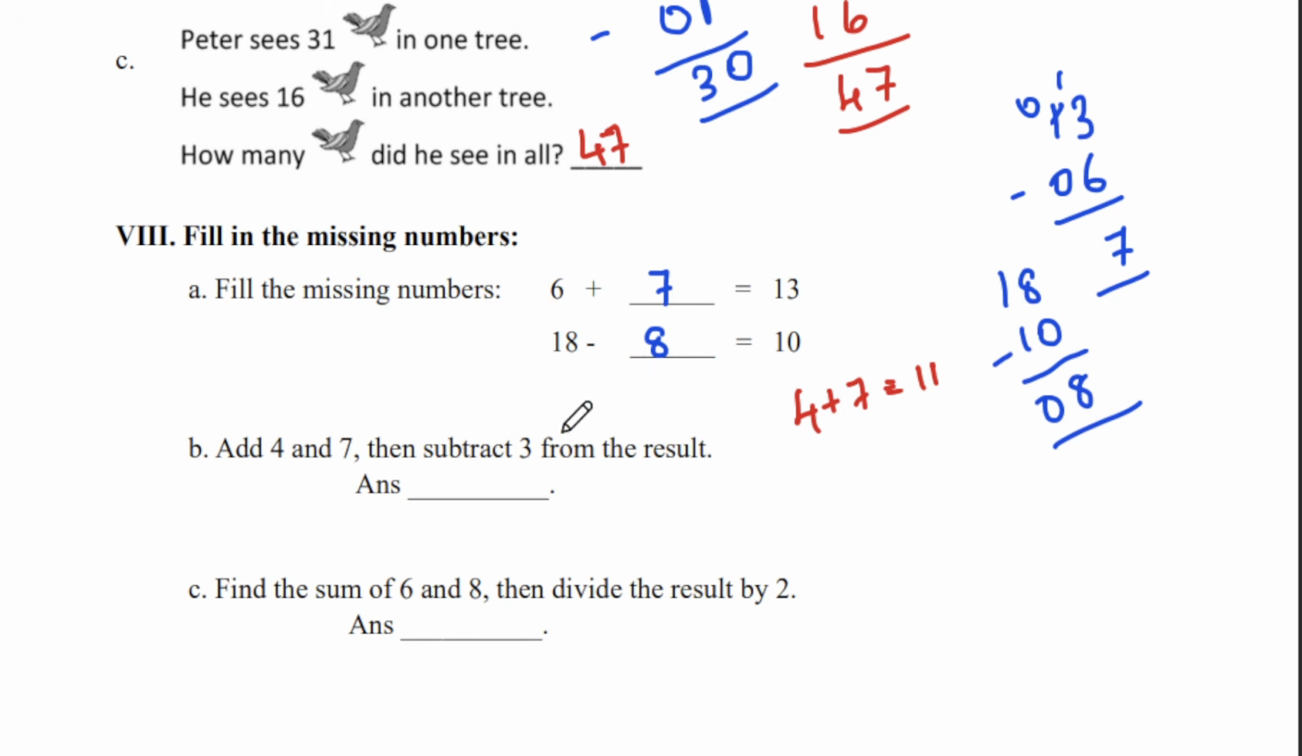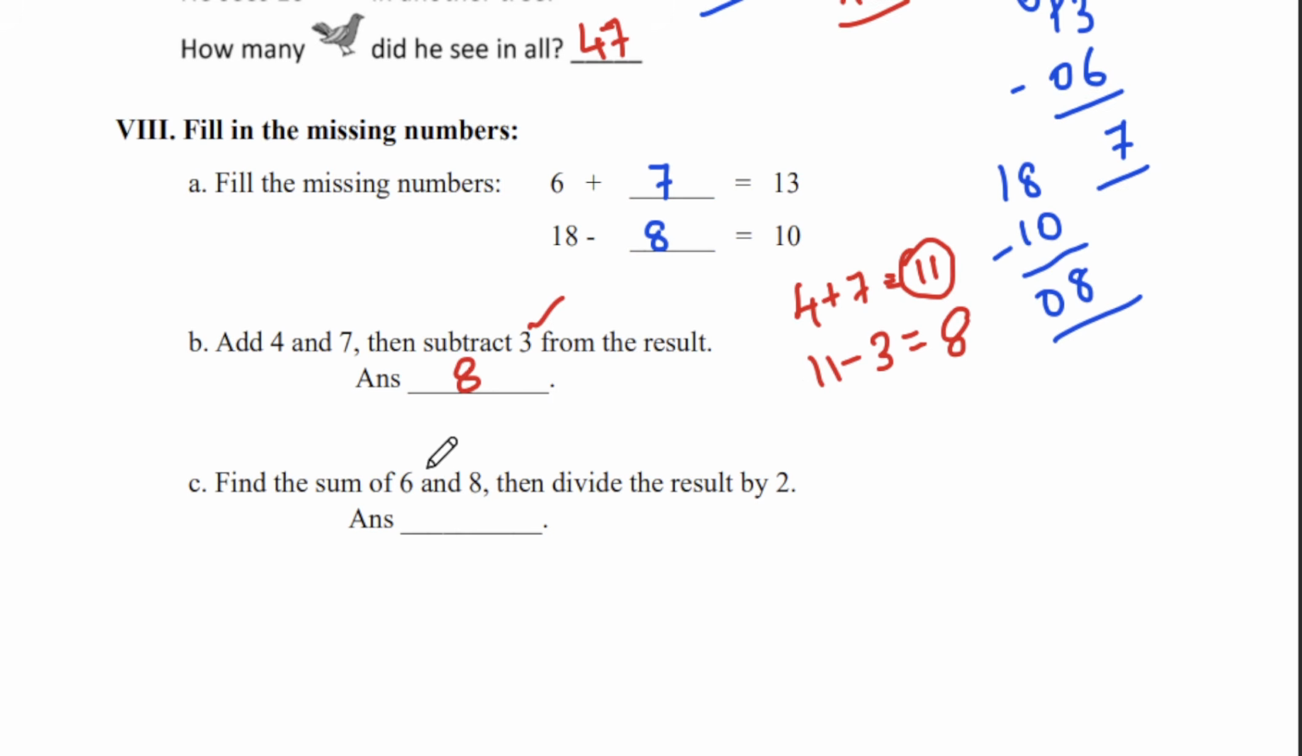So then we have to minus: 11 minus 3. So 3, 4, 5, 6, 7, 8, 9, 10, 11. That is 8. Okay, so the answer is 8. Okay, this question is also very easy, students. Do it very neatly. So 4 plus 7 is equal to 11, and when we get the answer 11, they have asked us to subtract 3. So 11 minus 3, which is equal to 8.